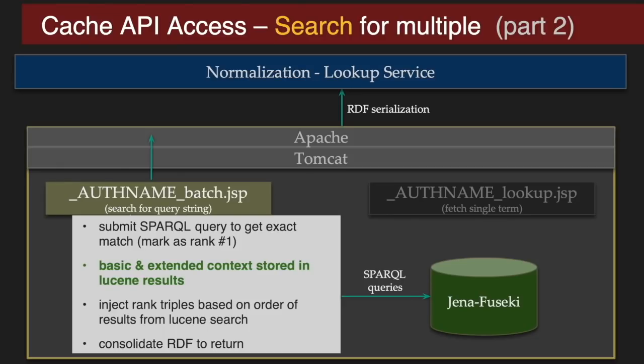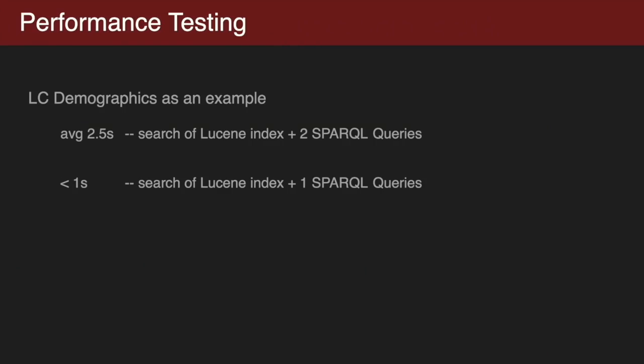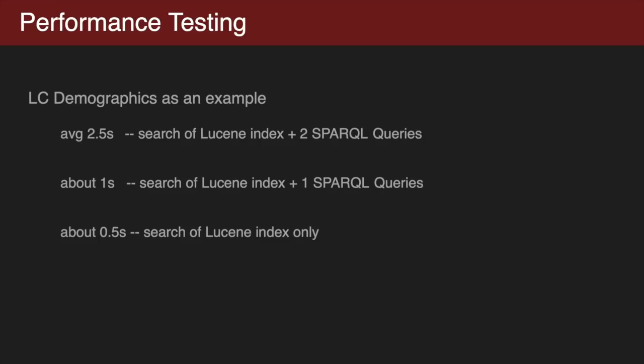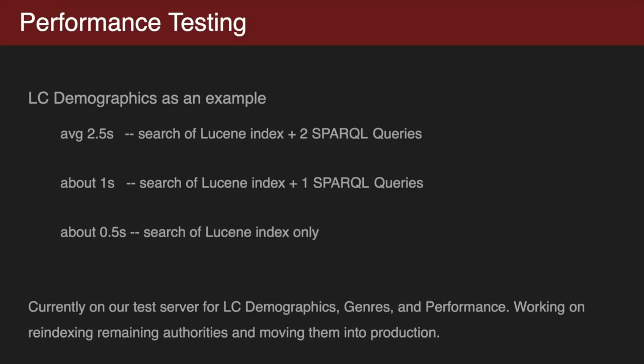At this point, there's still the SPARQL query to get the exact match, but it is a fairly simple query. The results are that we lowered the 2.5 second average to just under 1 second. And by moving the exact match processing from SPARQL to Lucene, the time drops to around half a second. This is currently deployed on our test server for LC demographics, genres, and performance. We'll really see how effective this approach is when LC names and SHARE-VDE complete their re-indexing process, as they are much larger and more complex.